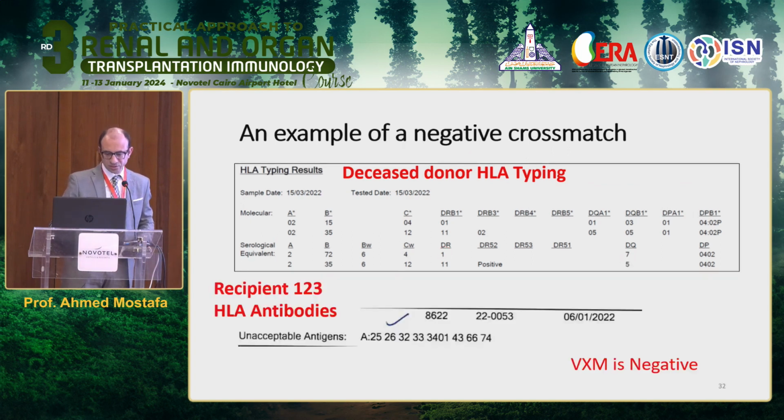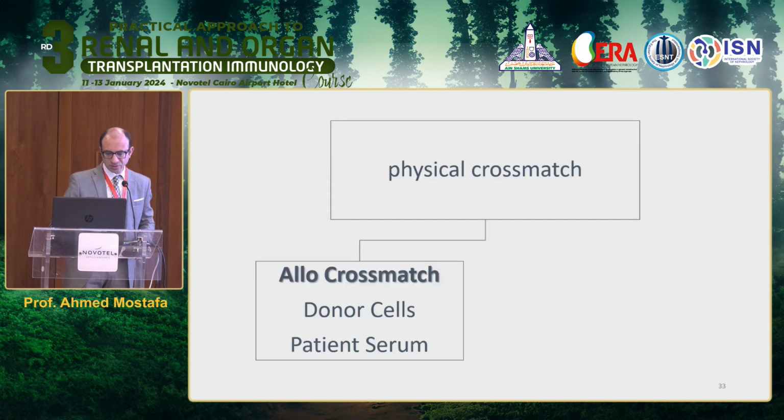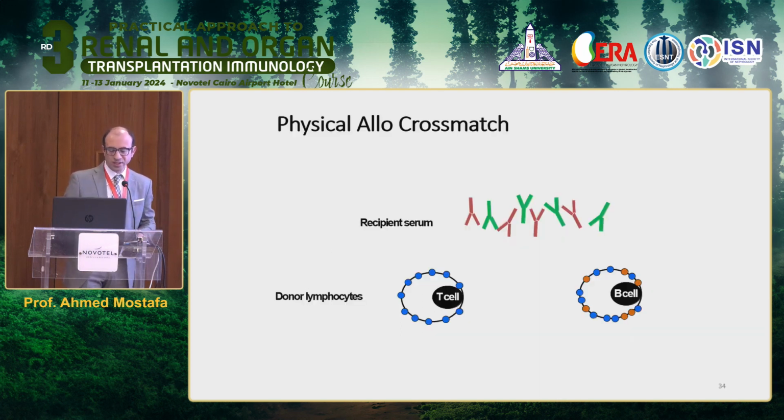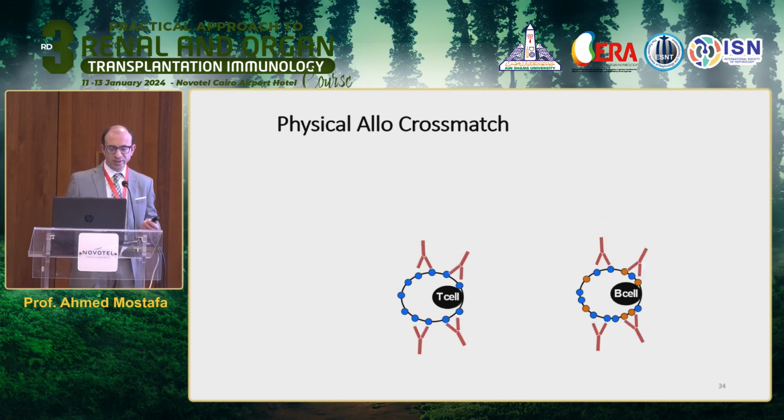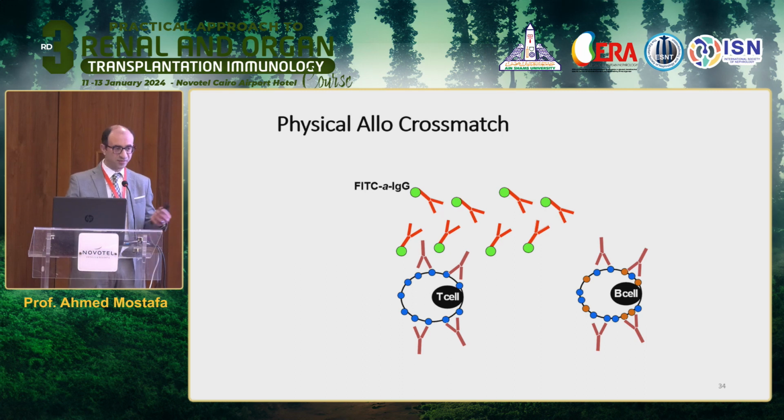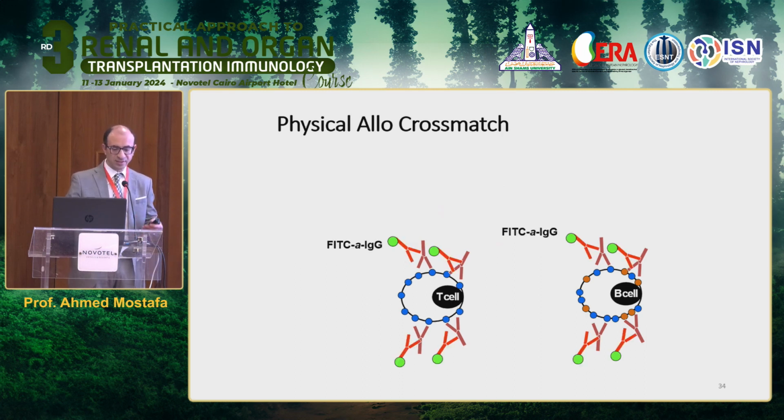I can skip this, and then the physical cross-match is the same as the virtual, but we do it physically. So basically, we incubate the patient's serum with the donor cells. So here the patient has multiple antibodies, and if we incubate them and the donor has the antigen that is binding to this antibody, they will bind. We add another antibody which has a fluorescence in it, and if it binds, then it means that this will result in a positive cross-match.